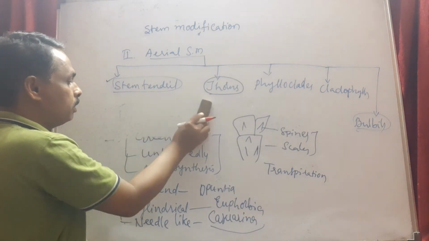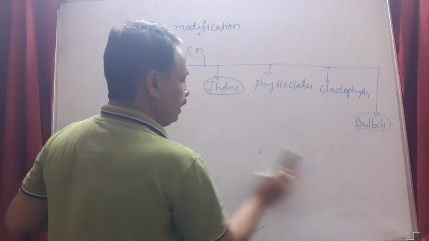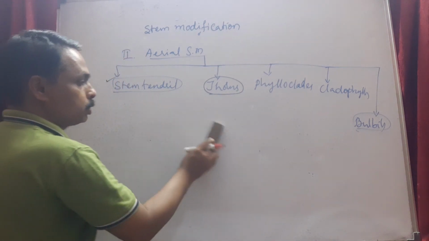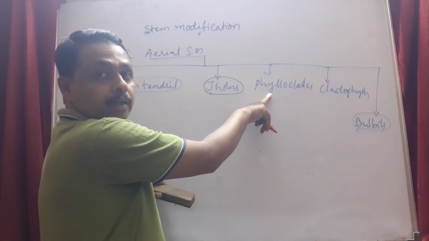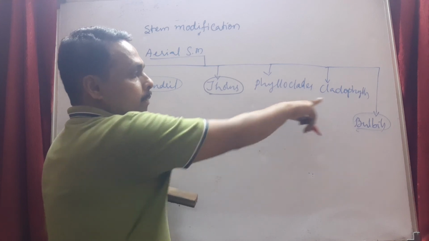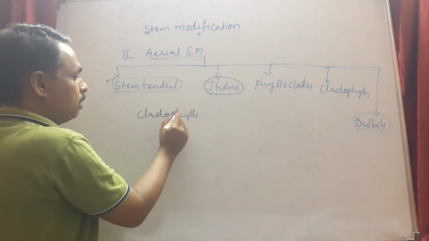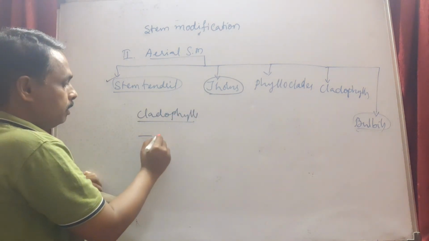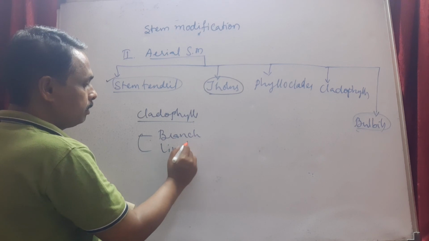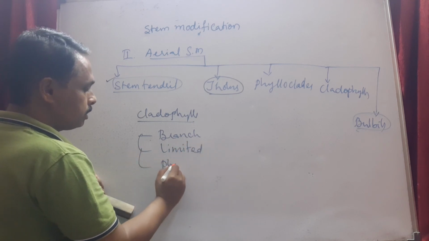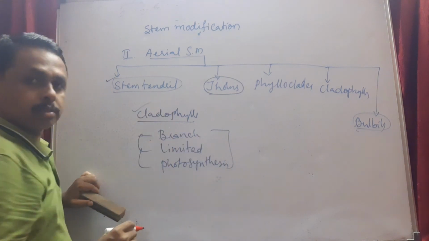The next one we are talking about is cladophylls. There is a slight difference between a phylloclade and a cladophyll. Let us look at the difference. A phylloclade is a green stem that grows unlimitedly. But a cladophyll is a branch that grows limitedly and carries out photosynthesis. That structure will be called a cladophyll.